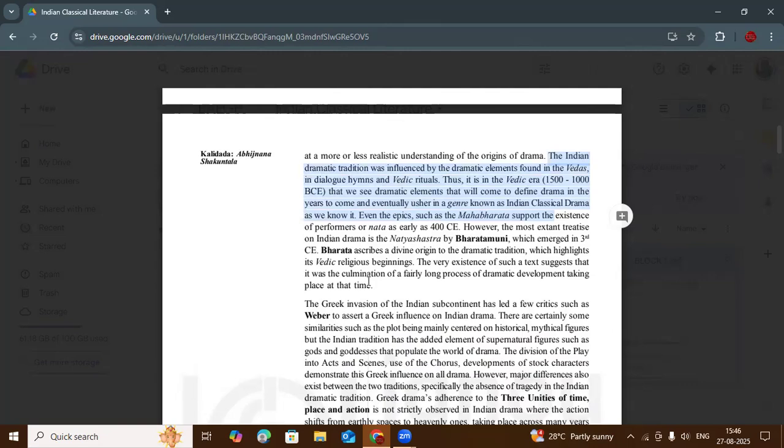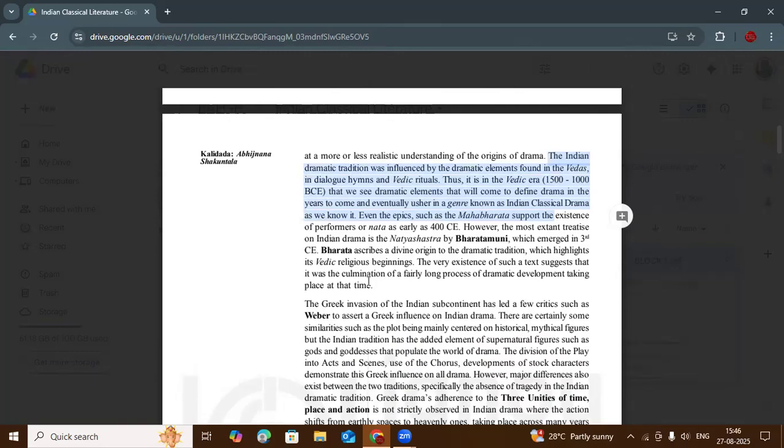In the Vedas, there are dialogue hymns where two or more voices speak in conversation form, and ritual performances that already contain elements of drama like dialogue, role play, music, and performance. So, by looking at that, we can say that from the Vedas itself, the drama has originated.